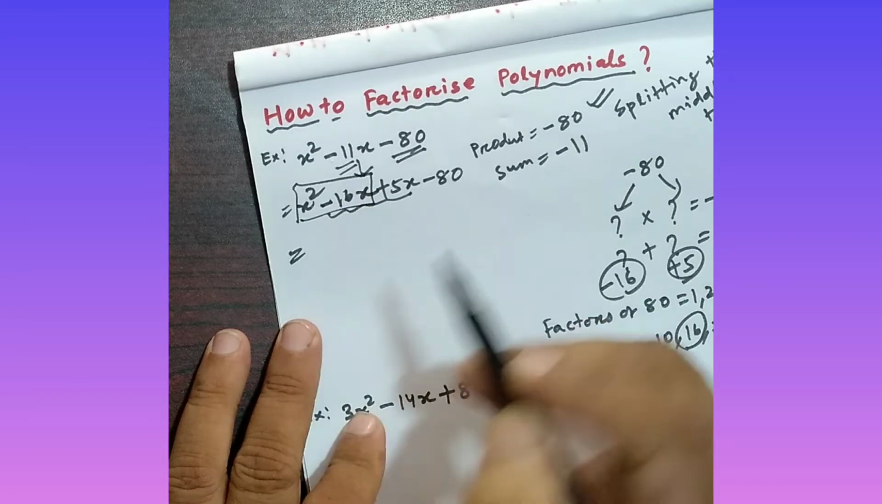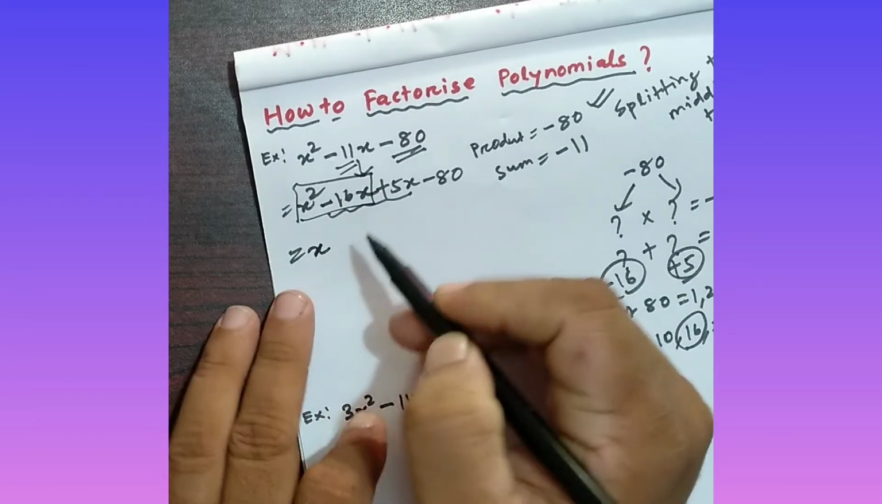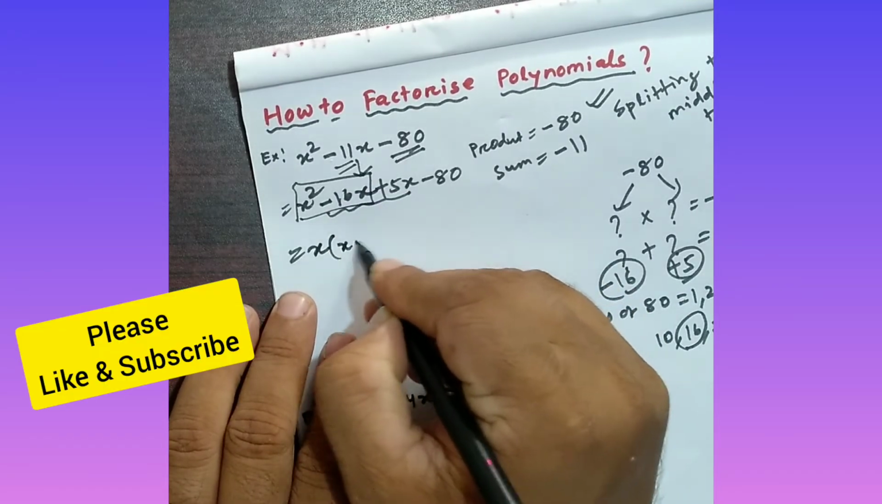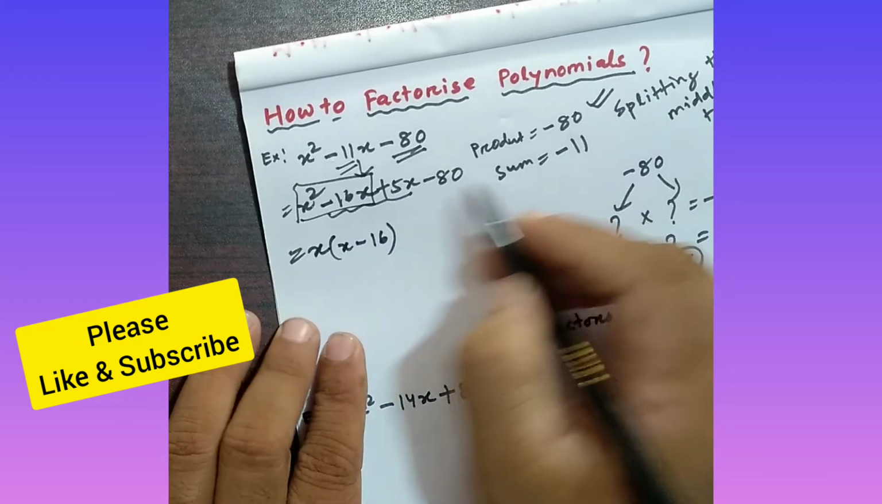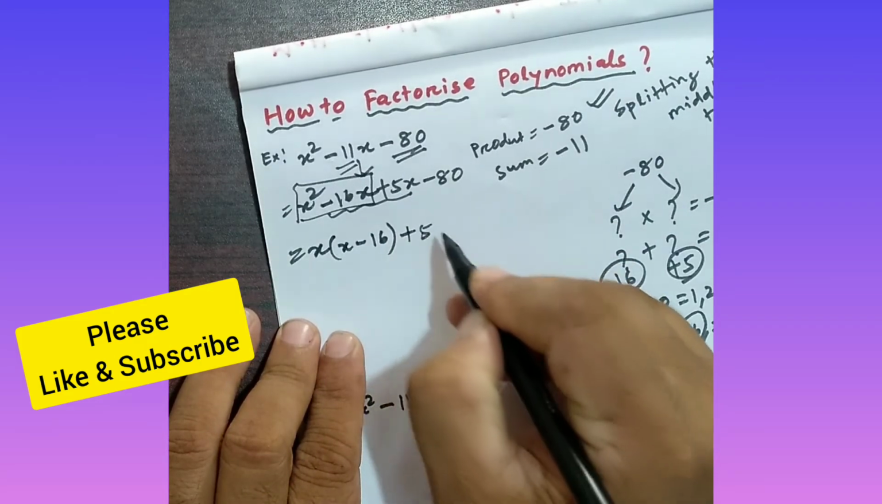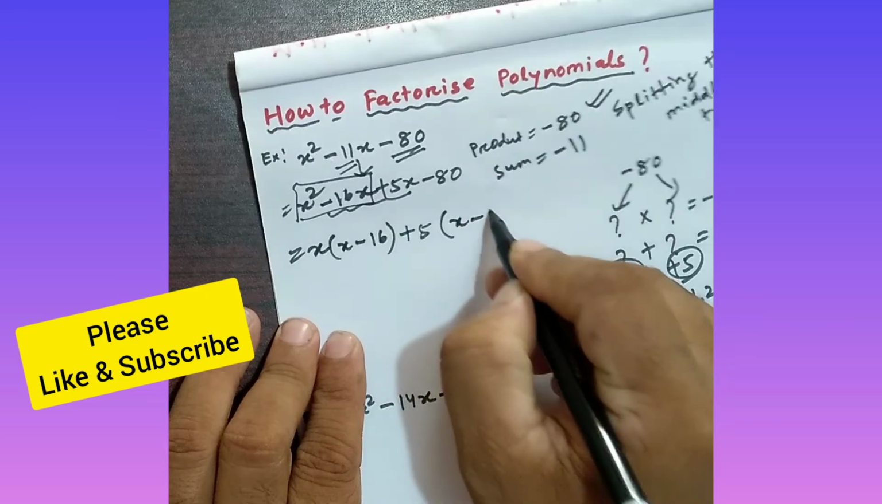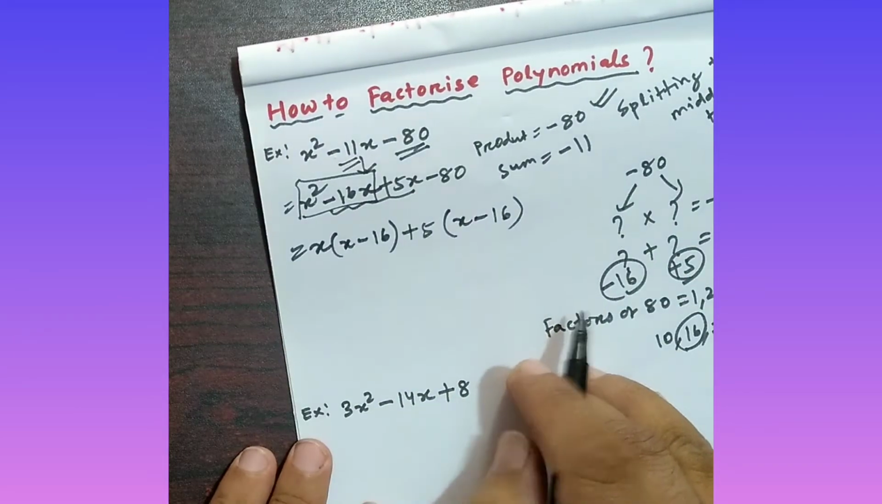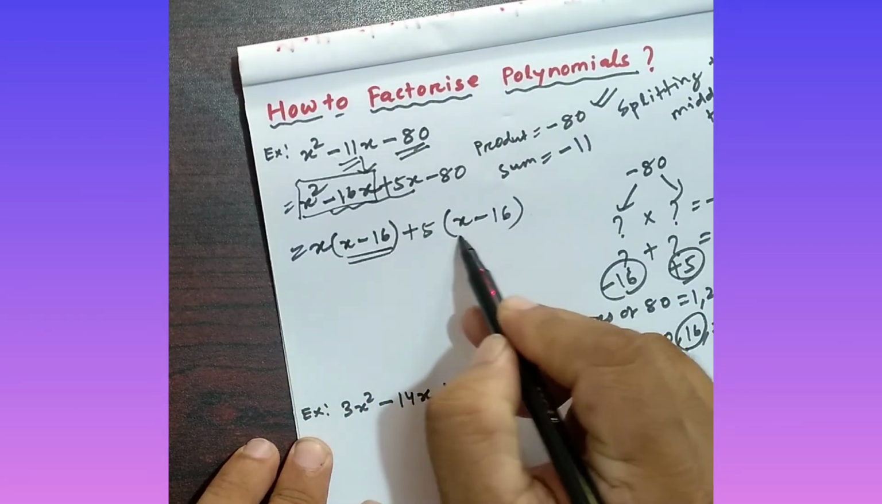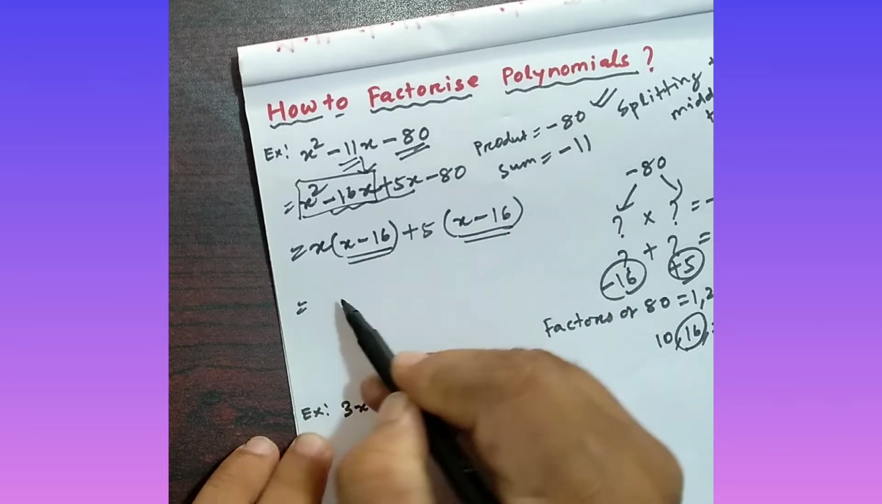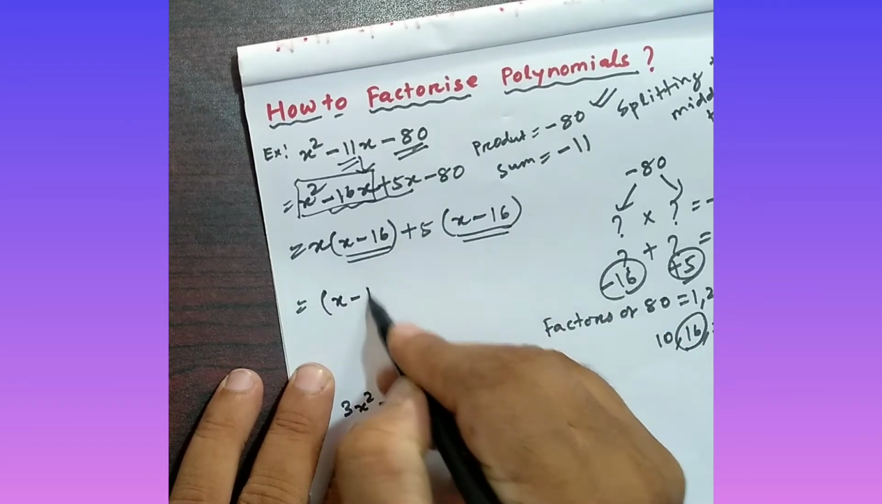Now look at these two terms. Take x common, so what you get is x minus 16. Then from the next two terms, take 5 common, and then you get x minus 16. Now x minus 16 is common, so take it on the left side. What do you have here? That is x minus 16.